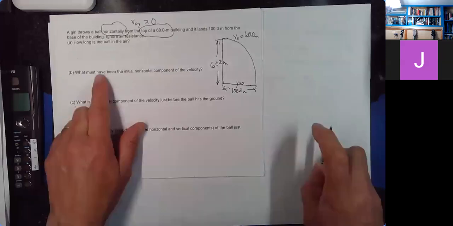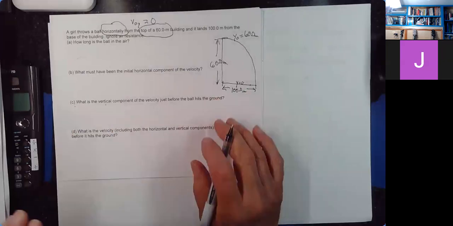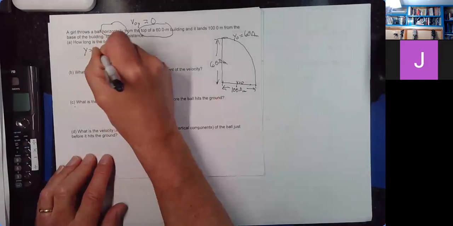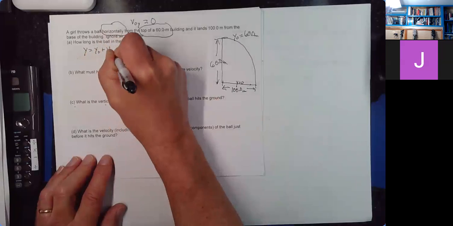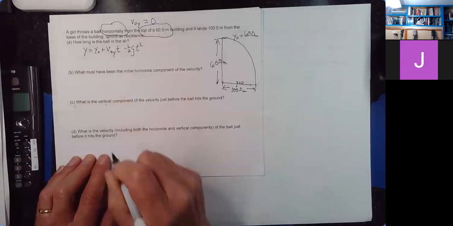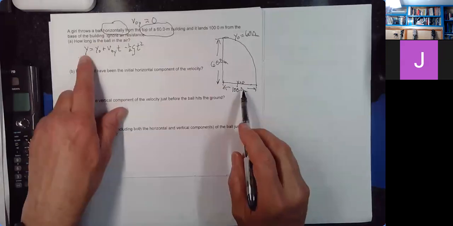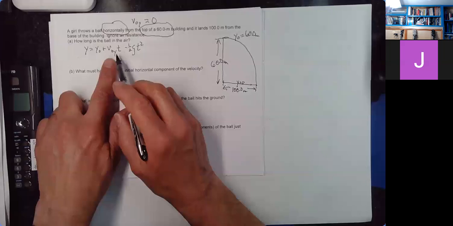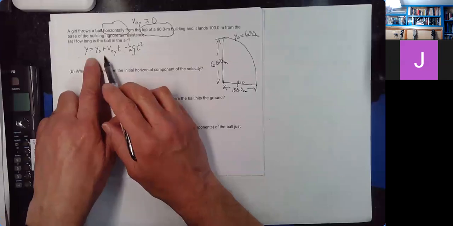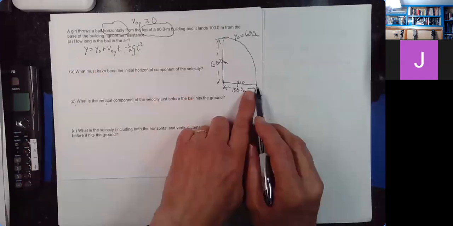That's the idea. So if all I do is consider the y equation for position as a function of time, I can say this: y is equal to y naught plus v naught y t minus 1/2 gt squared. Well, when the ball hits the ground, its y value is going to be 0. V naught y is 0, so this whole term is 0, and y naught is 60 meters.